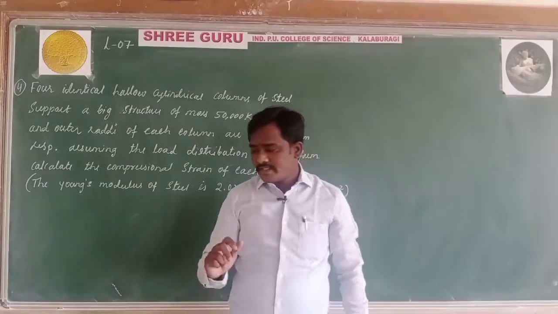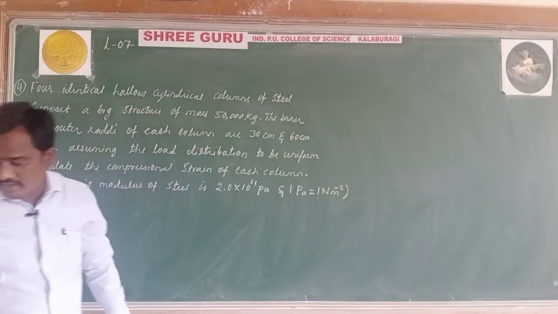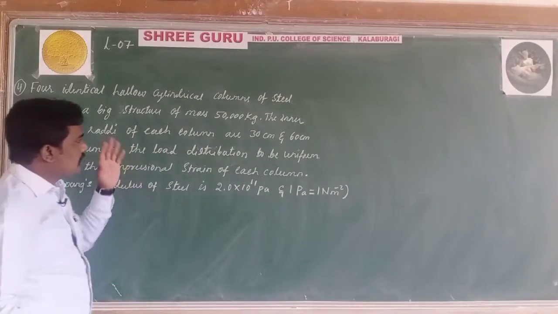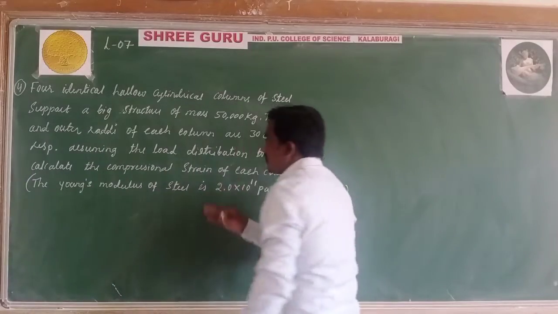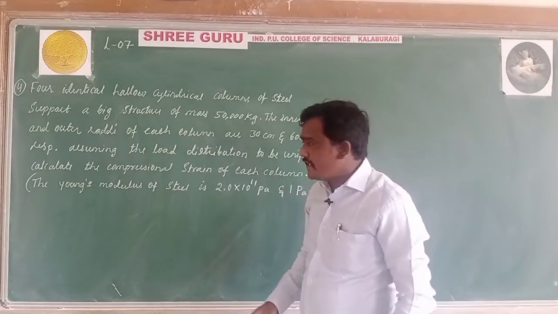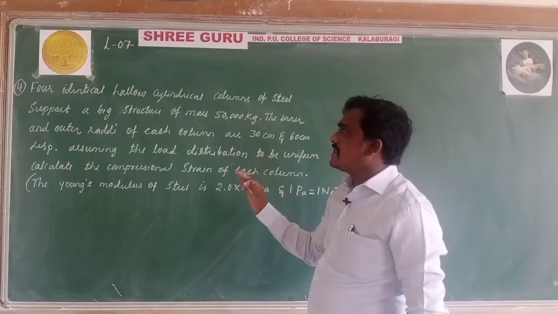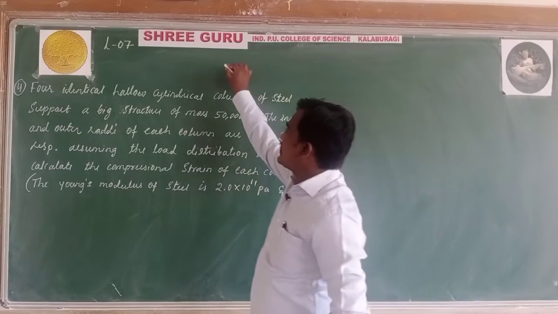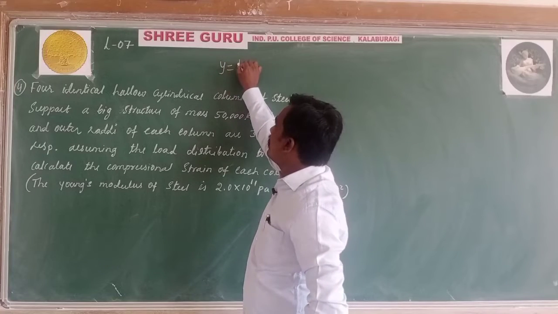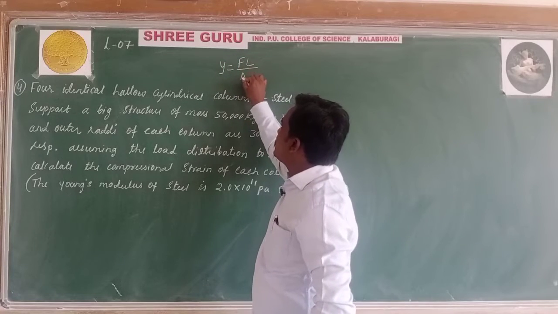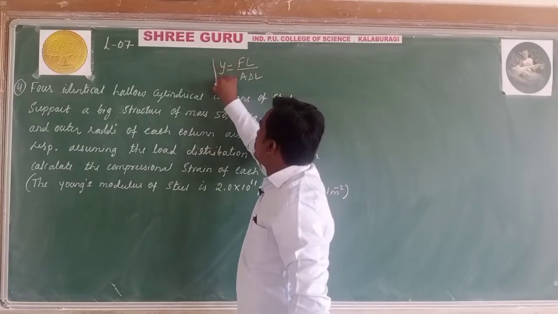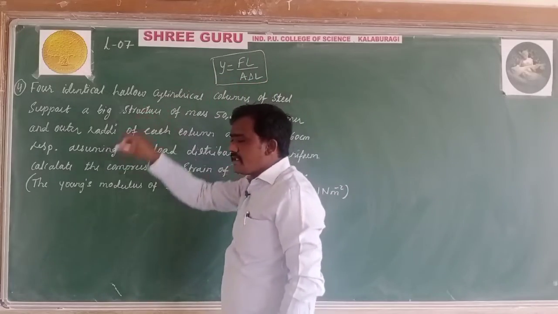In the last class we discussed the numericals on the basis of Young's modulus, and in today's class I am going to explain the fourth numerical. Listen here. In the last class also we discussed Young's modulus. What is the Young's modulus formula? Young's modulus is equal to FL by A into delta L. In today's class also, it is on the basis of Young's modulus.